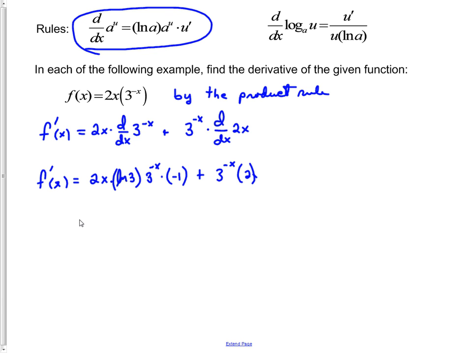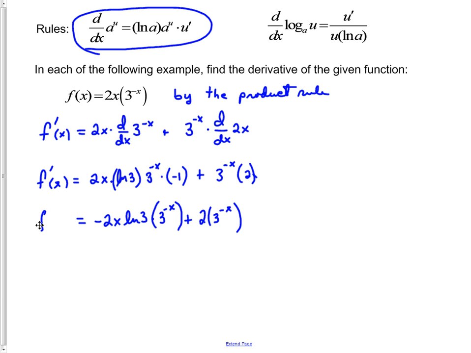So let's simplify this down a little bit. This negative 1, I'm going to bring this in front. We're going to make this negative 2x times the natural logarithm of 3 times 3 to the negative x is our first term. And we're going to be adding it to this 2 times the quantity 3 to the negative x. And maybe I'll keep that in parentheses over here too. That way it makes it clear what's actually being multiplied.